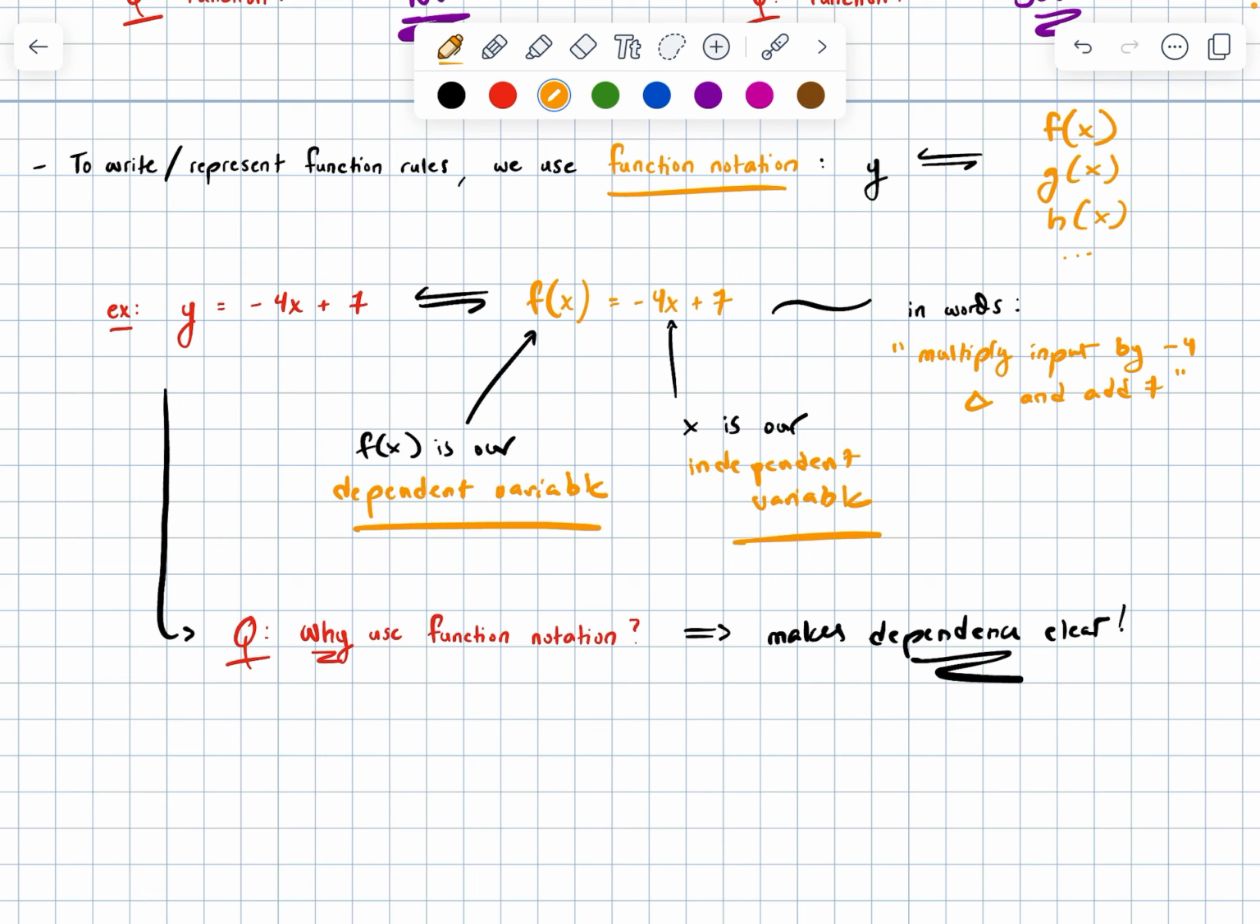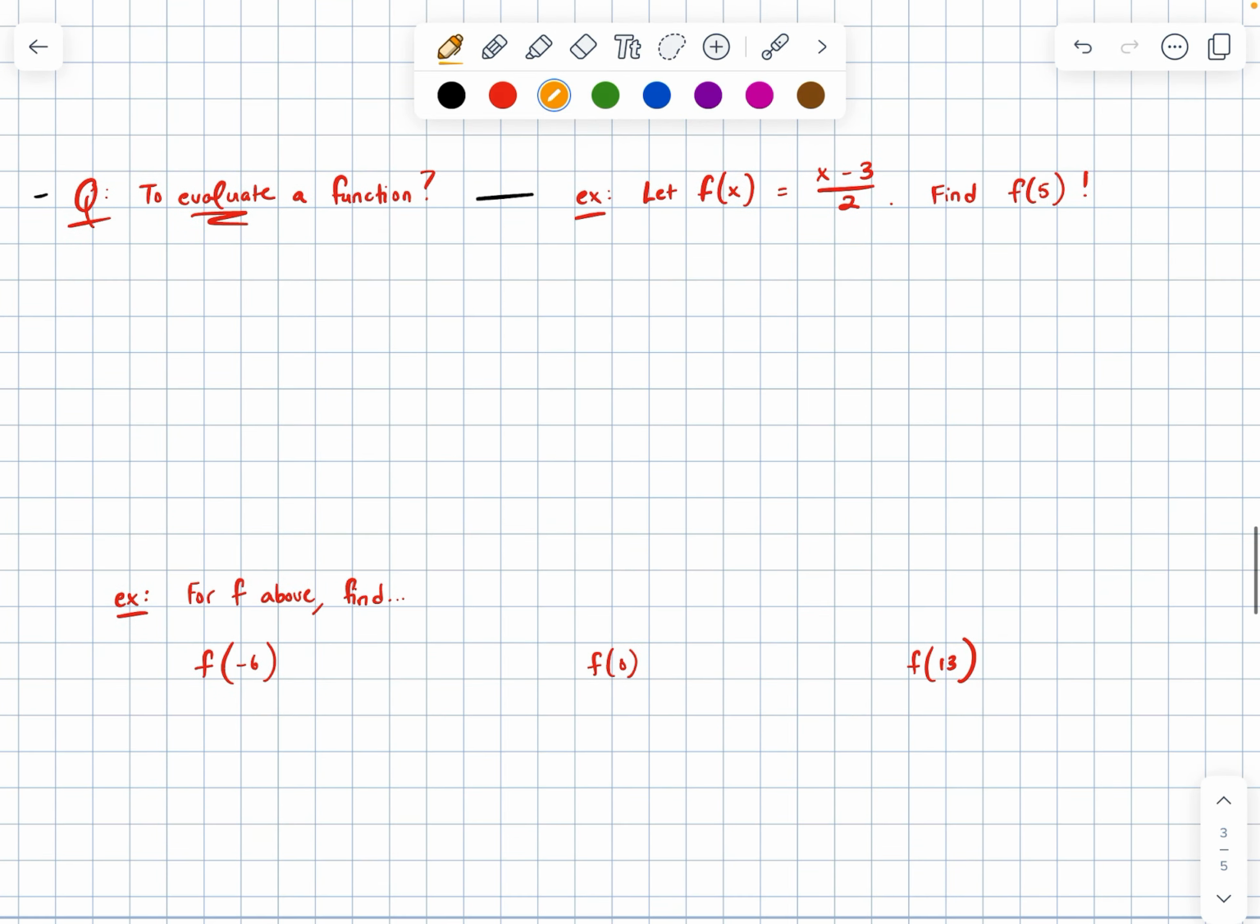The last thing that I need to know is, how do I go about evaluating a function? So say that I have the function rule, f of x equals x minus 3 all over 2. I want to find f of 5. So my input is going to be 5. I want to determine what its output value would be. Well, take a couple seconds, take a risk, take a chance. How do you think I might use this notation to my advantage to find what f of 5 is? Try it out.